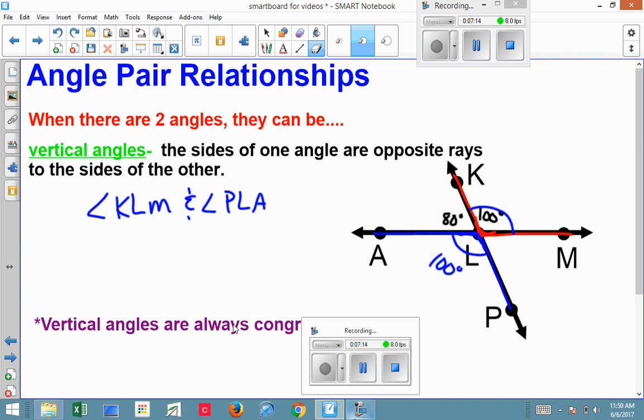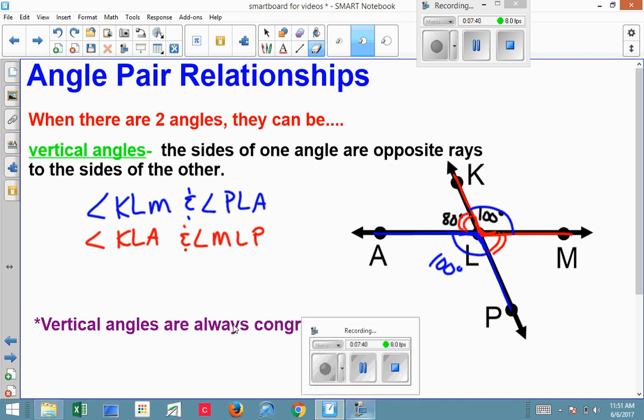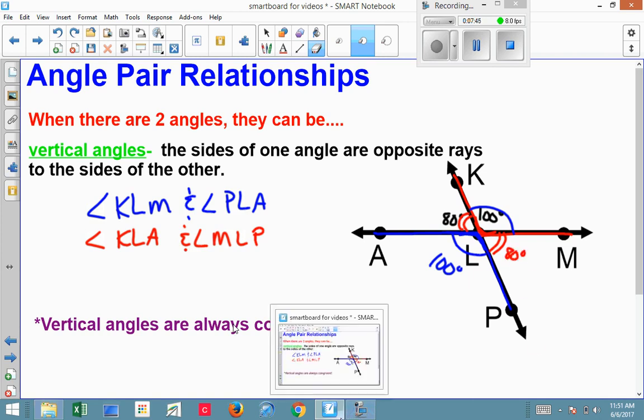Now, of course, there's more than just those two vertical angles. We could also say that angle KLA and angle MLP are vertical angles. And because they're vertical angles, I'm going to mark them as congruent, but I've already used the single line for the marking, so now I'll put a double line to mark that those two angles are congruent, which then means that angle MLP measures 80 degrees.